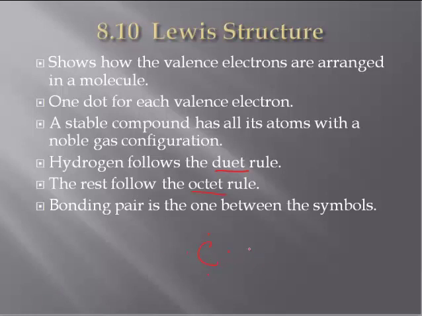Now, if we want to show a bonding pair, let's say I'm going to have this carbon bond to a hydrogen. Here would be a pair of electrons in between. So this right here is known as a bonding pair. And when you have 2 electrons in between 2 atoms, that's considered a bond.